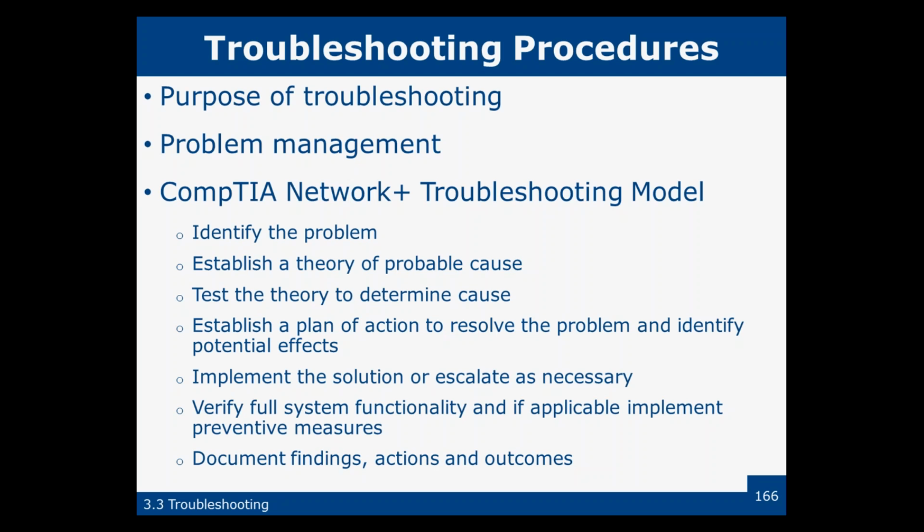Establish a theory, test the theory to determine the cause, establish a plan of action to resolve the problem and identify potential effects, implement the solution, or escalate as necessary. You may have to escalate. There's a number of reasons to escalate, and there's a slide on that later on also. But the biggest one is you don't want to void the warranties, because if you do that and there's something that was wrong, then they're not going to replace it for you. Verify full system functionality, and if applicable, implement preventive measures.